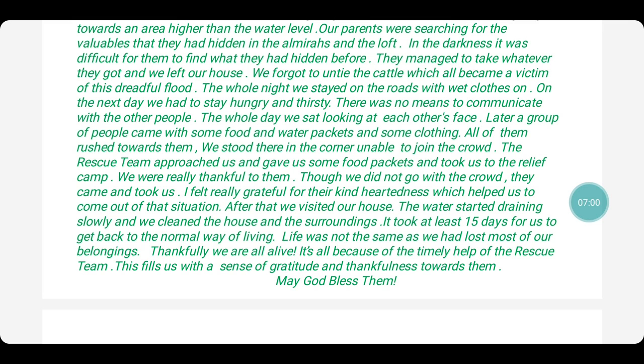Now, life was not the same, as we had lost most of our belongings. In the beginning itself, we have told that all the clothes were washed away, utensils gone, and generally the books and the furniture, everything would have been spoiled. So much of the property was lost.